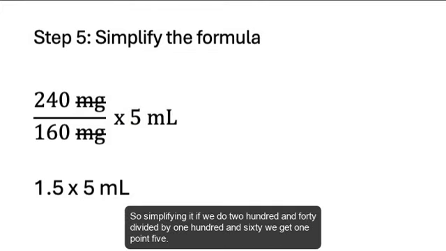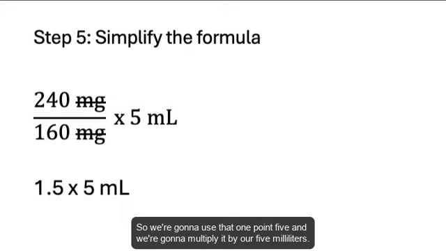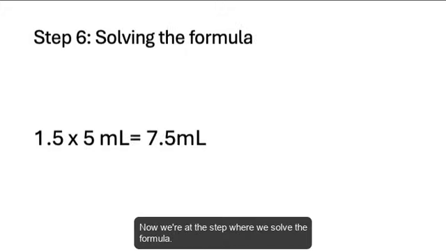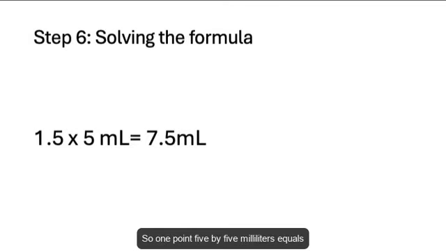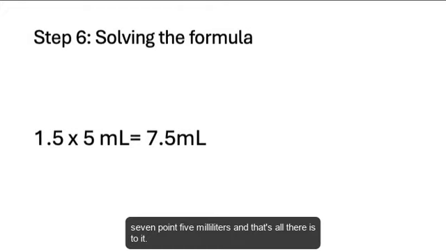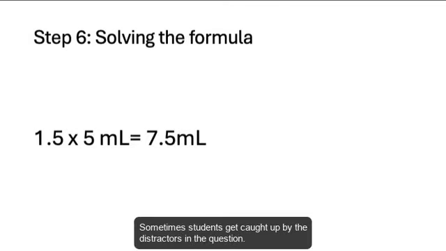Don't jump ahead. So simplifying it, if we do 240 divided by 160, we get 1.5. So we're going to use that 1.5 and we're going to multiply it by our 5 milliliters. Now we're at the step where we solve the formula. So 1.5 times 5 milliliters equals 7.5 milliliters. And that's all there is to it. So if you use this step-by-step method, I think that it will really help you.